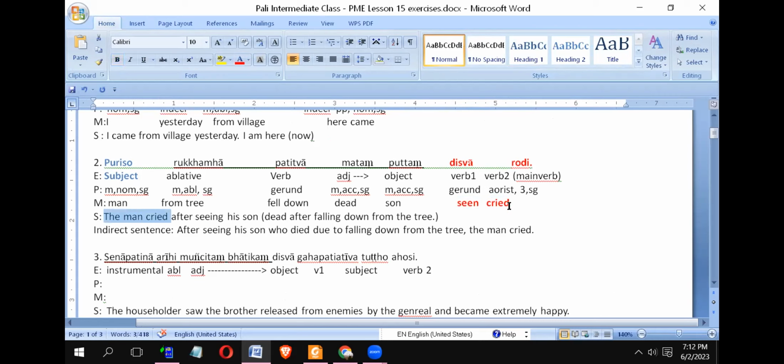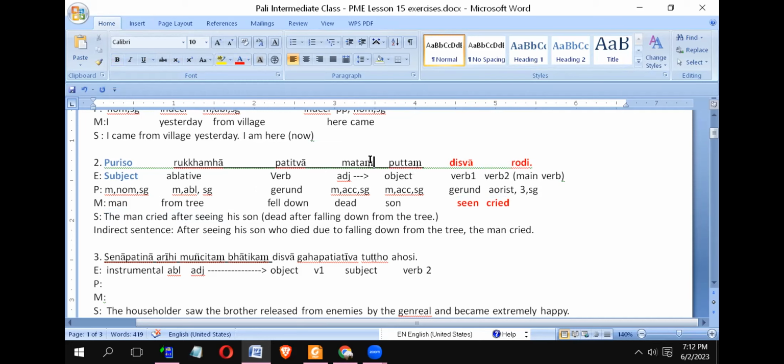The cry is actually the main word. We call it the main word, because the main word is always the last one. So the man cried. Then after tua, you know the tua is there, so cried after seeing. If you write like this, you already finished the main important things. The man cried after seeing. Then after seeing, there will be an object here. He saw what? That's why the next thing you go for is the putam. Putam is the object.